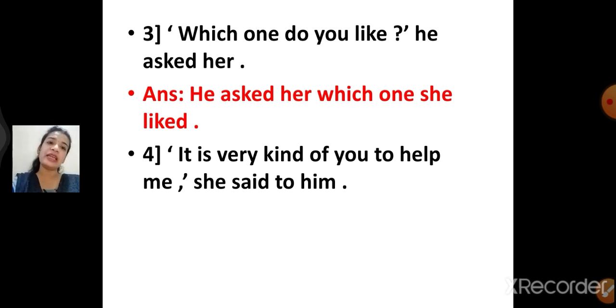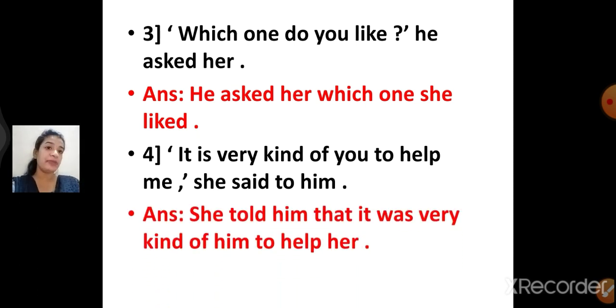"It is very kind of you to help me," she said to him. She told him that it was very kind of him to help her.